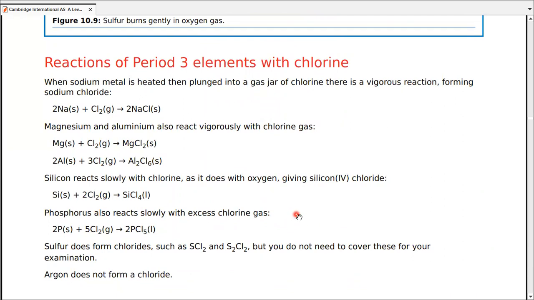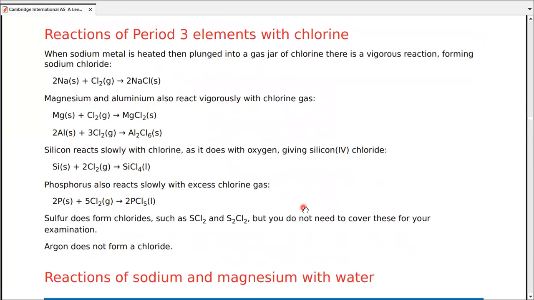Moving on with chlorine, we plunge the sodium metal into a gas jar of chlorine. There is going to be a vigorous reaction. We're going to form the table salt we eat every day, sodium chloride. Magnesium and aluminum also react vigorously with chlorine, so much so that we do not try these reactions in the school lab. If we do, we try to be very careful, and those are usually not student-performed experiments. They are usually demonstrated by the teacher only for all three of these metals.